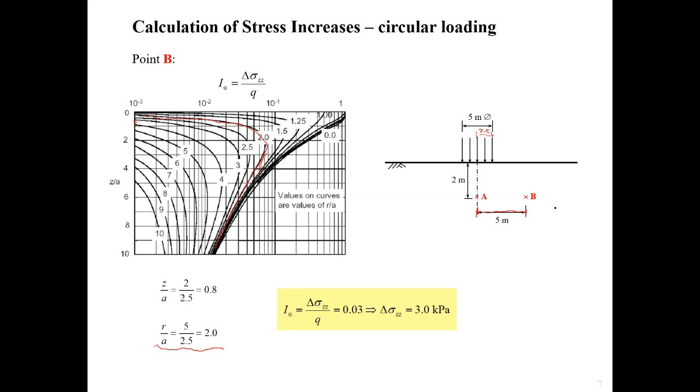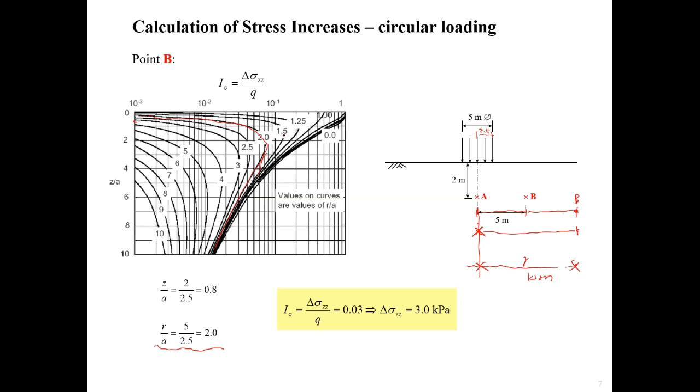But this one, you see, if B is here, if B is 10 meters away, then it will be 4. So B is the distance to any point in this horizontal line, but directly below the center of the loading. If you are required to calculate B here, then you just draw a horizontal line and intersect with this vertical line, and then you find the horizontal distance. That's the R, so that will be 10 meters.